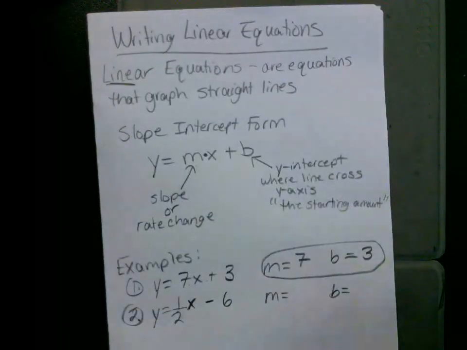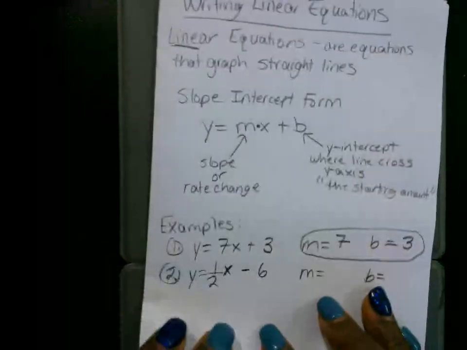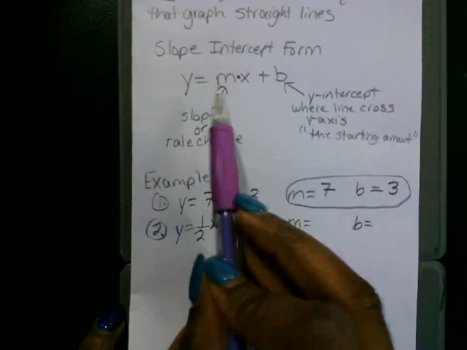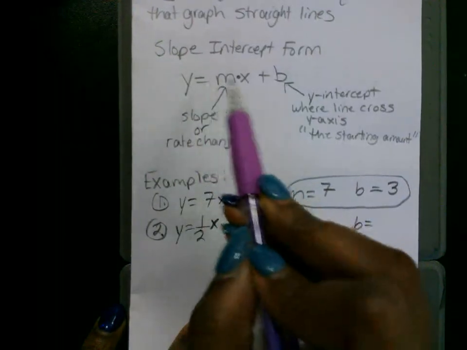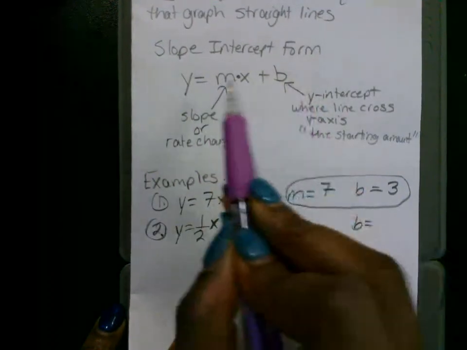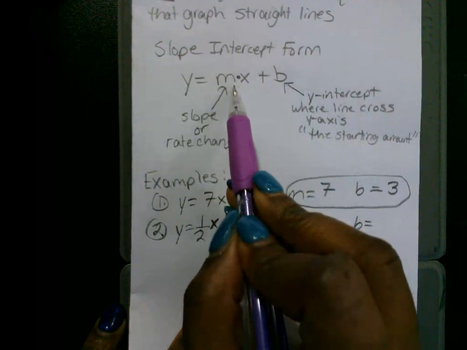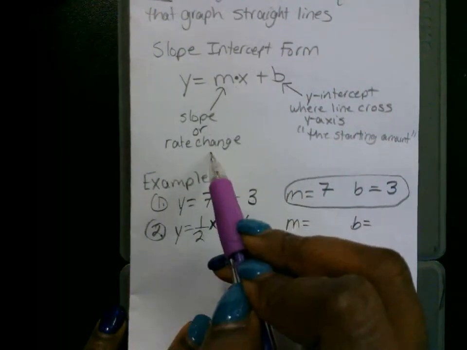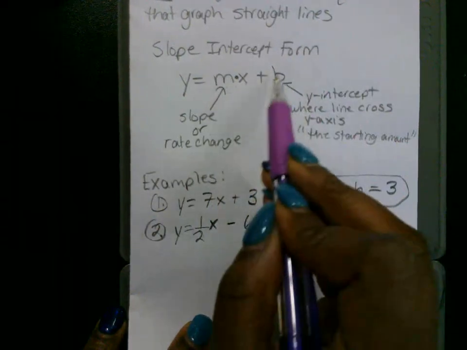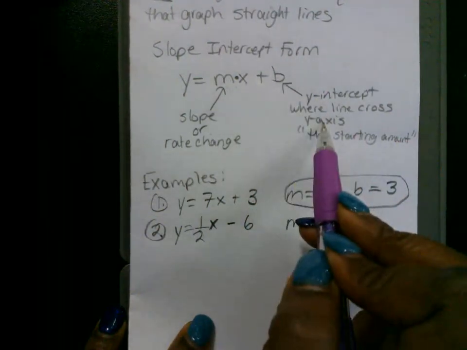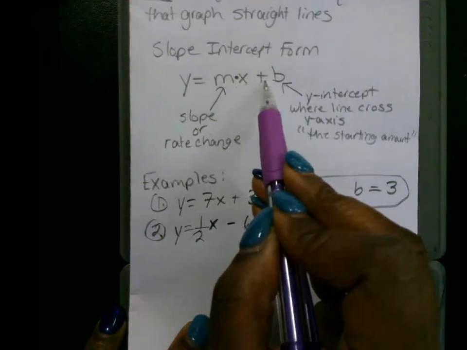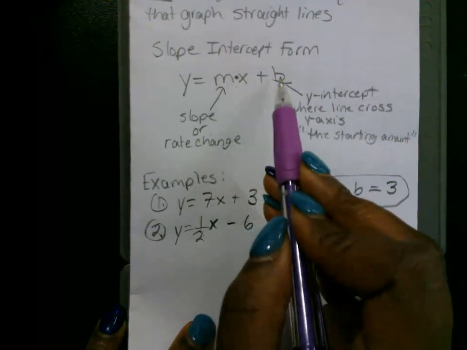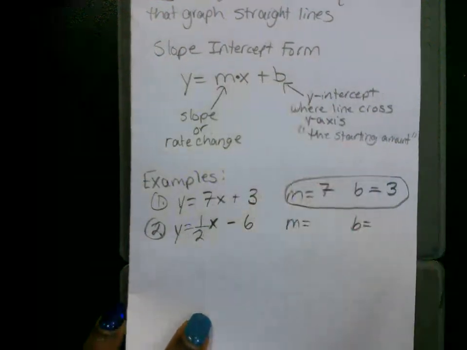All right, so this is, again, the slope-intercept form. This is one of the ways in which linear equations are written. You have y is equal to mx plus b. The number attached to the x is going to be the slope or rate of change. The number that has no variable attached to it is going to be your starting amount or your y-intercept. So if this is a plus 5, b is going to be plus 5. If it's minus 2, then b is going to be minus 2.